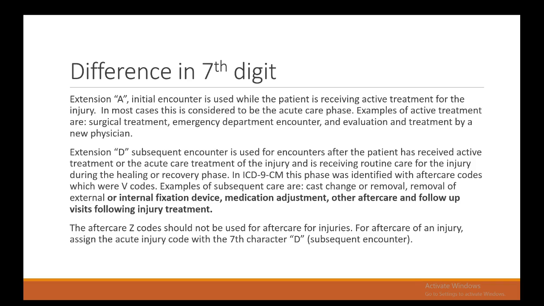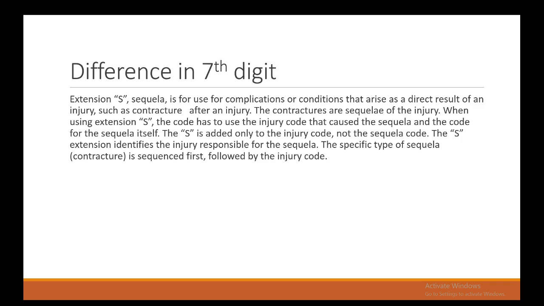The difference in digits, okay, you all remember from our training, the extension in the 7-digit place for A is for the initial encounter. The D is for the subsequent encounter. And you all remember the aftercare Z codes should not be used for aftercare for injuries. For aftercare of an injury, assign the acute injury code with the 7th character of D. This is the coding guidelines, you all. This is for the subsequent encounter. Don't use V57.89. Do not use V54 for those traumatic fractures anymore. We're going to use the hospital's code.